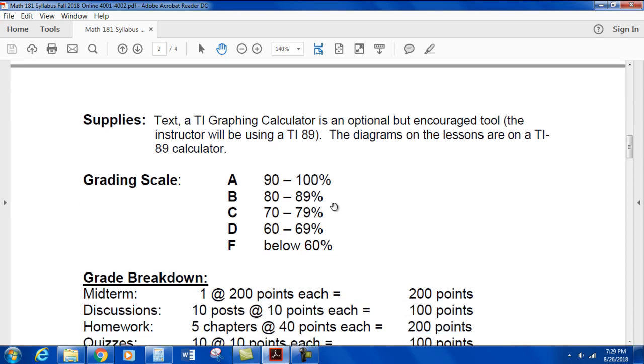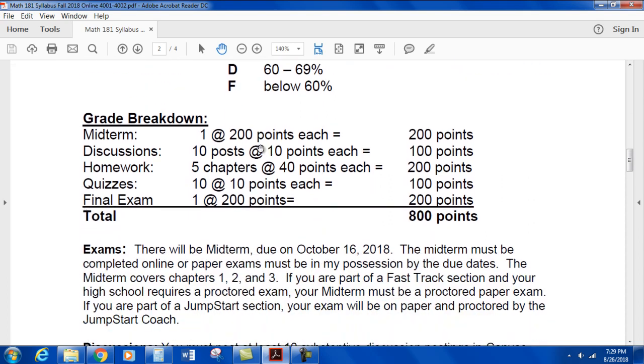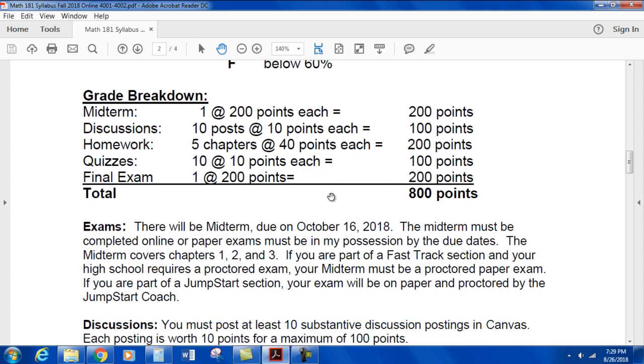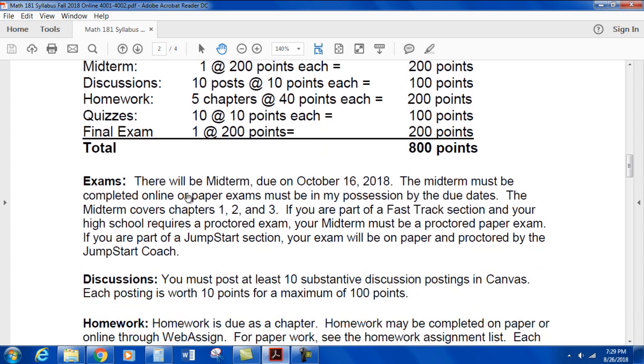So there's my grading scale. Pretty standard, A, B, C, D, F. So grade breakdown, midterm, and final are both 200 points. Then you have discussion points, 10 posts at 10 points each. Homework, 5 chapters at 40 points each. Quizzes, 10 at 10 points each. It's a total of 800 points.